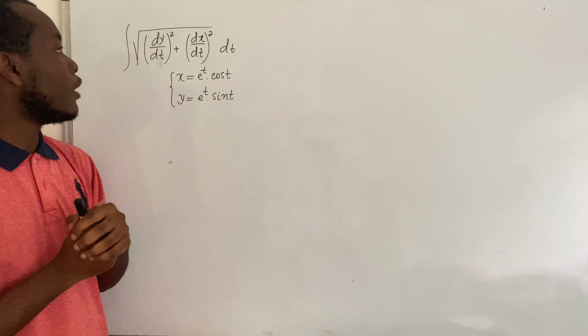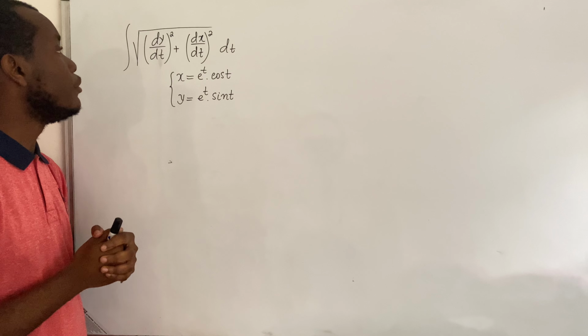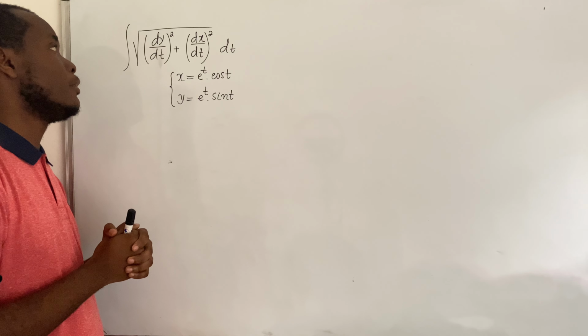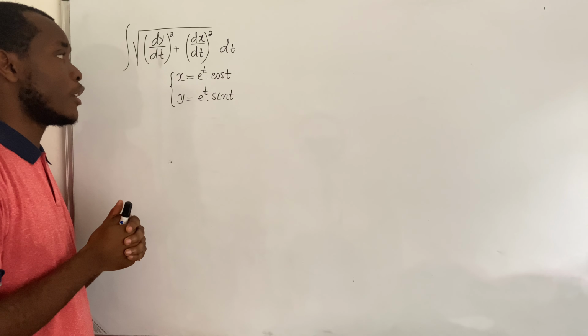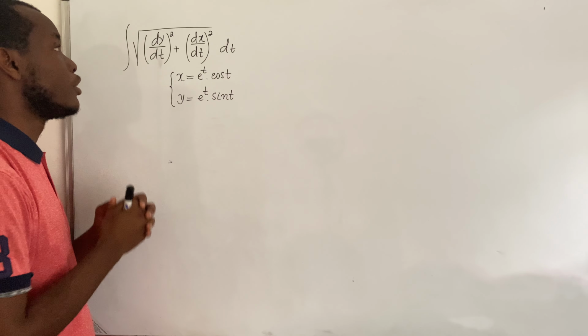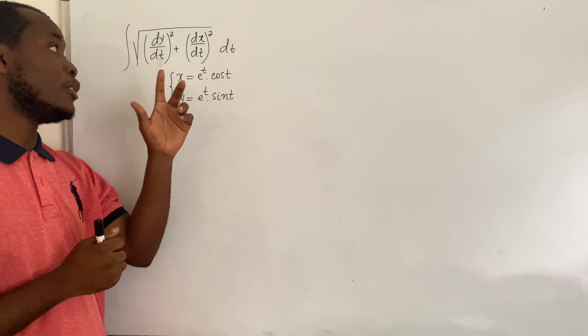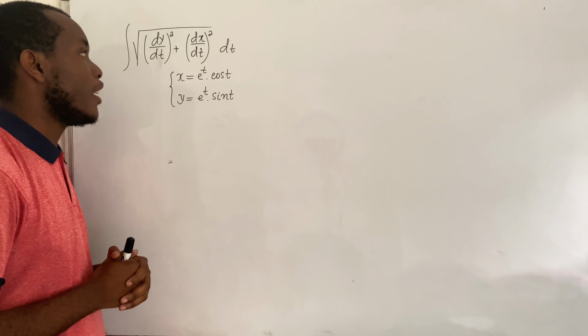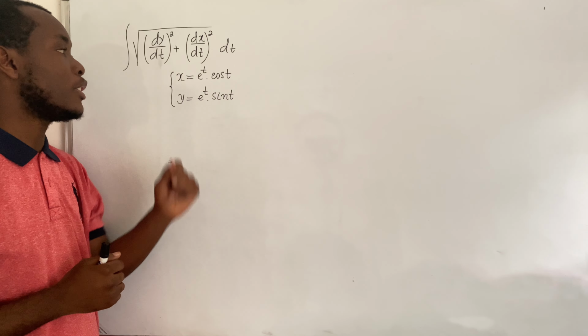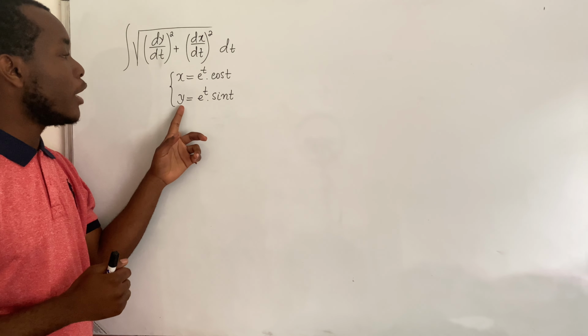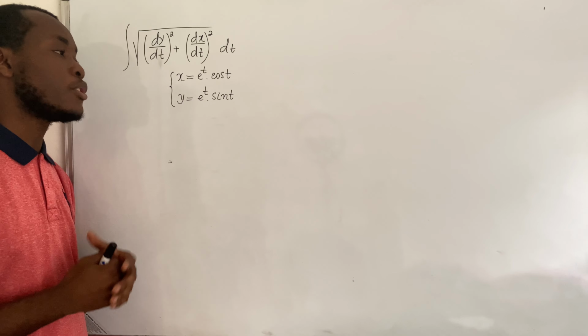So today we have this integral of the square root of (dy over dt) all squared plus (dx over dt) all squared, with all this expression inside the square root, and we have dt. We were told to find the integral of this expression considering that x is equal to Euler to the power t times cos of t, and y is equal to Euler to the power t times sine t.